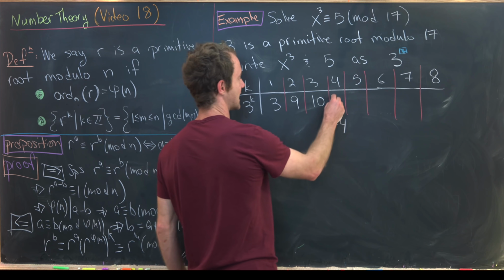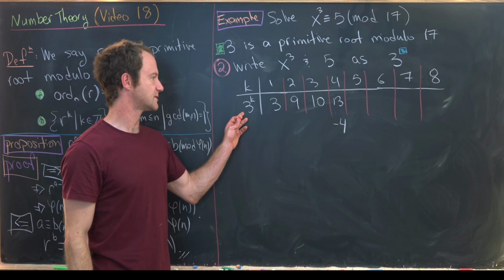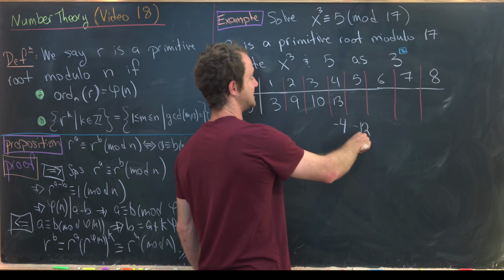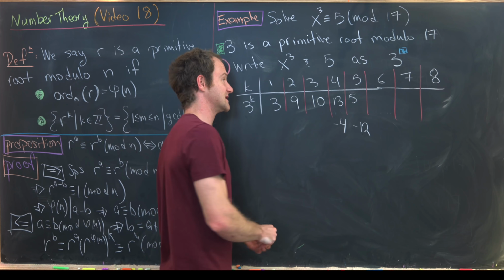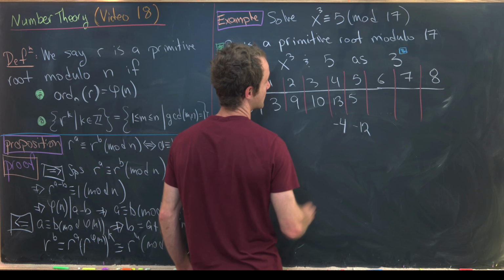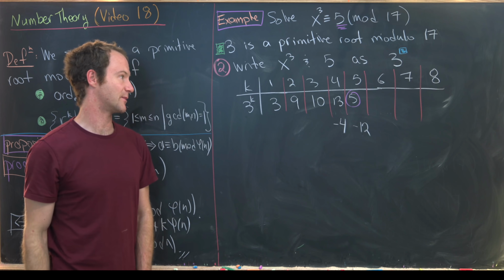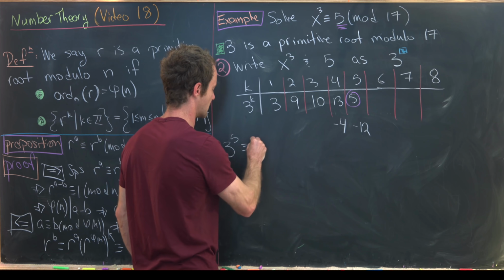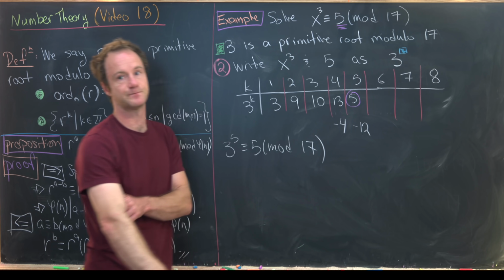We could also see that -4 is 13. Okay, so now if we multiply that by 3, we'll get -12. But notice -12 is the same thing as 5. But 5 is exactly what we're aiming for, because that's the right-hand side of this congruence, so we can stop here. So notice that tells us that 3 to the 5 is congruent to 5 modulo 17.